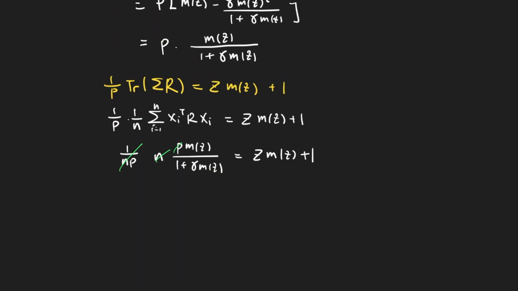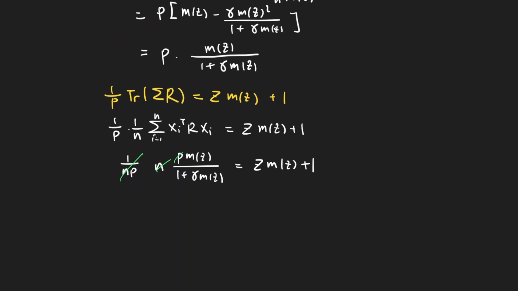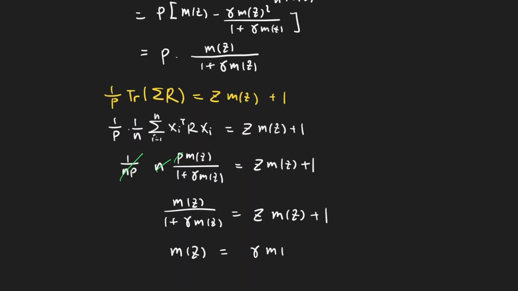So our equation just becomes m of z over 1 plus gamma times m of z equals z times m of z plus 1. And then we can multiply the denominator to the other side. We have m of z equals gamma times m of z plus 1 times z times m of z plus 1.